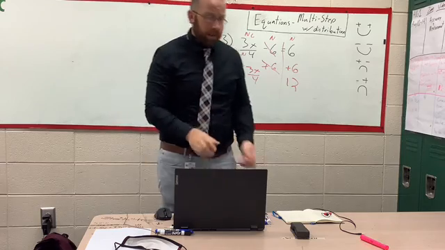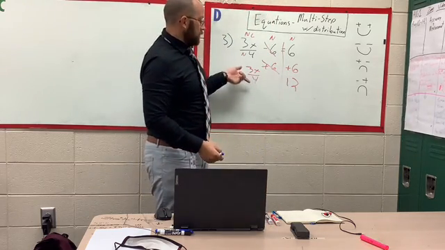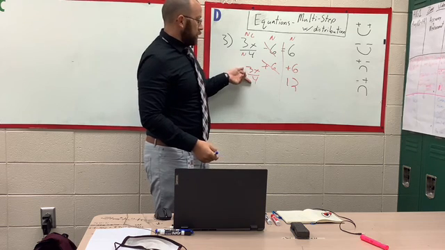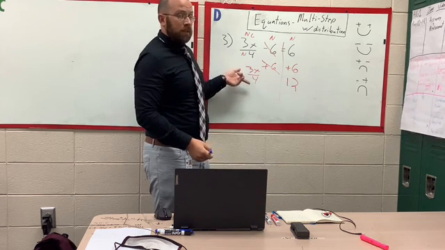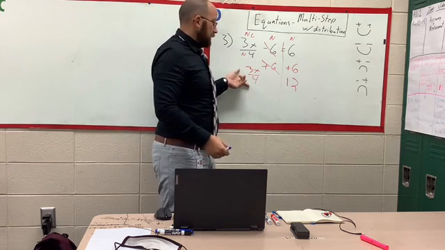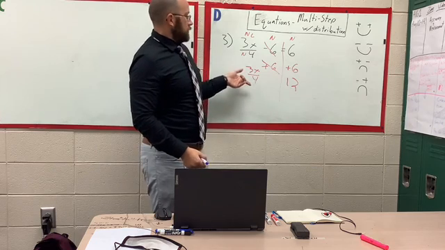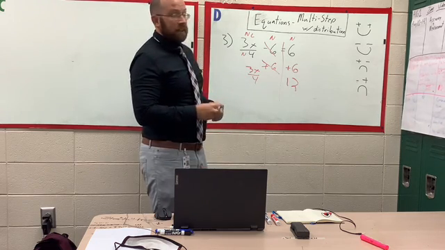All right, now there's two ways to do this. You can take the reciprocal of 3/4. I can multiply both sides by 4/3. That's the reciprocal of 3/4. Multiply this by 4/3 and this by 4/3. But that's not how I'm going to do it.